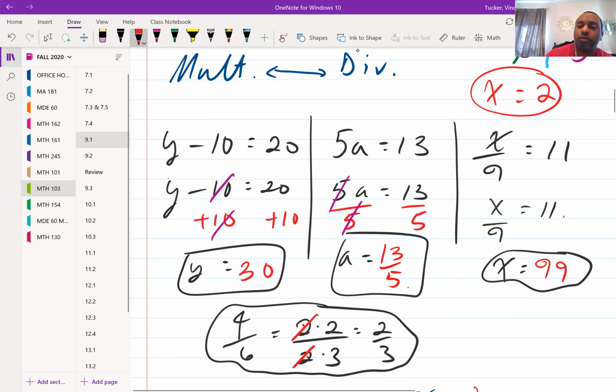All right, then for this next one, we have x divided by 9 equal to 11. Since that's dividing by 9, we will multiply both sides by 9. 9's cancel. x is equal to 99.